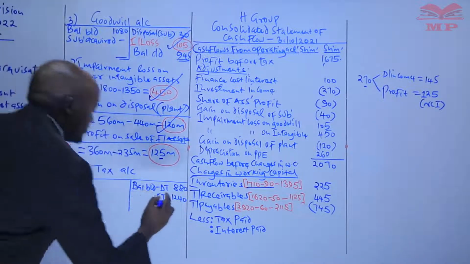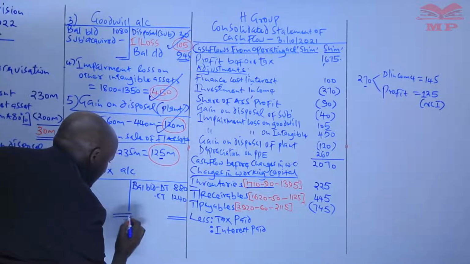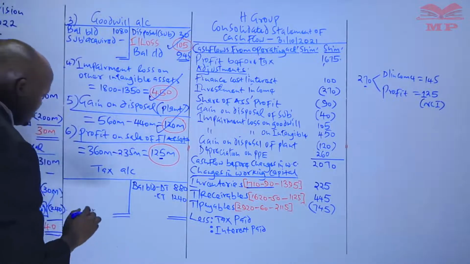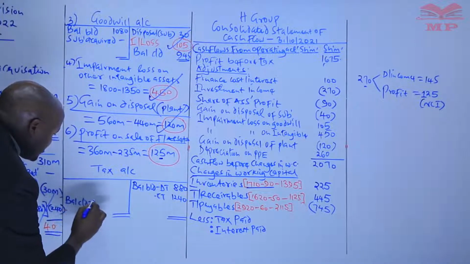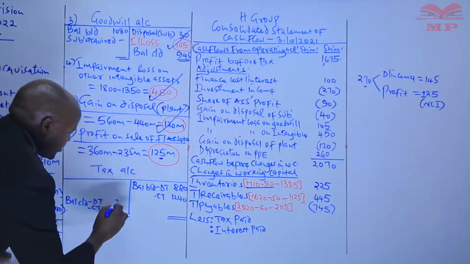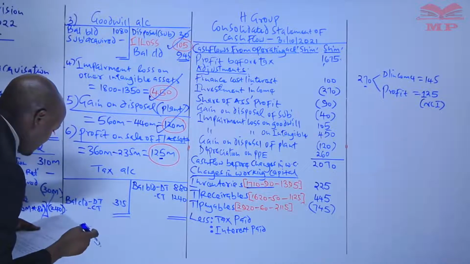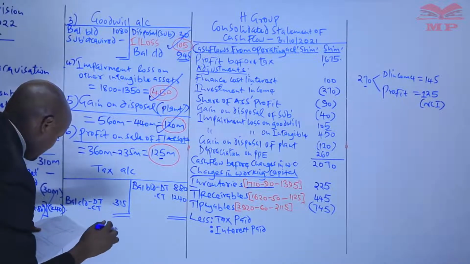And then we also need to do the same at the end of the year. So we take the balances at the end of the year for DT, deferred tax, and CT, current tax. Deferred tax at the end of the year is 315. Current tax is 440.